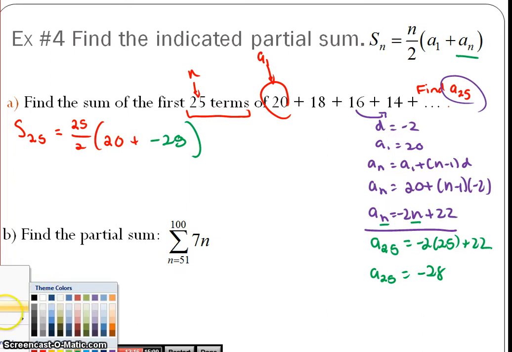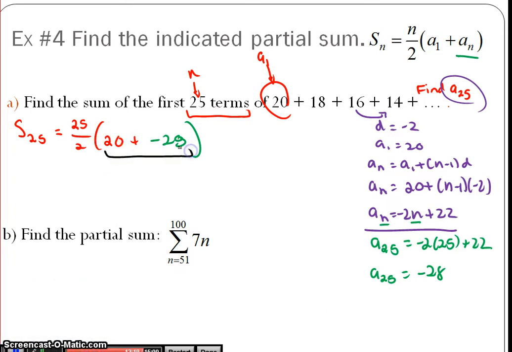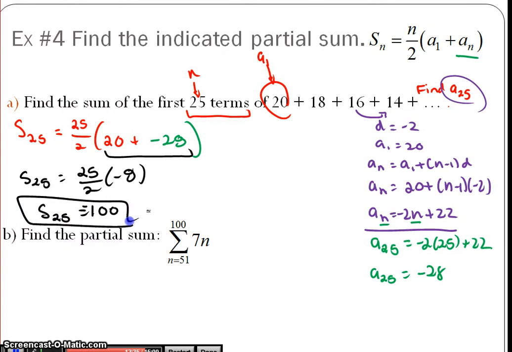And I'm going to go ahead and simplify this. This is negative 8. And then S of 25 is 25 over 2 times negative 8. Simplify that down. S of 25 is negative 100. What that means is, if I add up the first 25 terms in this long series of numbers, I get negative 100. You could sit there, 20 plus 18 plus 16 plus 14 plus 12 plus blah blah blah, all the way down till you get to the 25th term, which is negative 28, and sit there with the calculator, add them all up, and get negative 100. That would be tedious. The point would be to use the formulas to achieve your answer. So you want to make sure you do use your formulas.